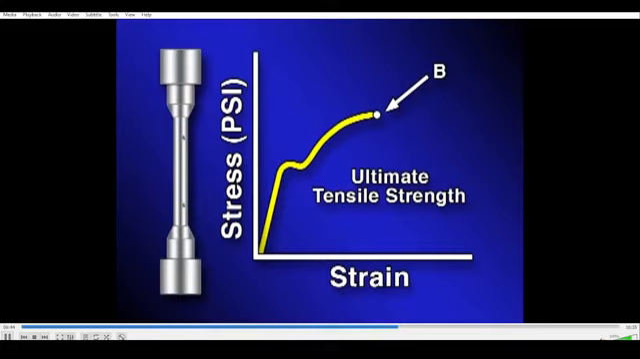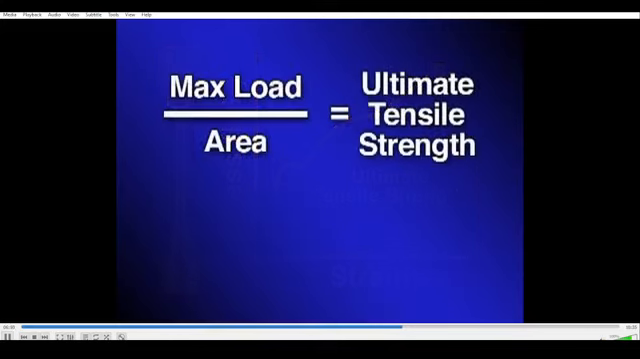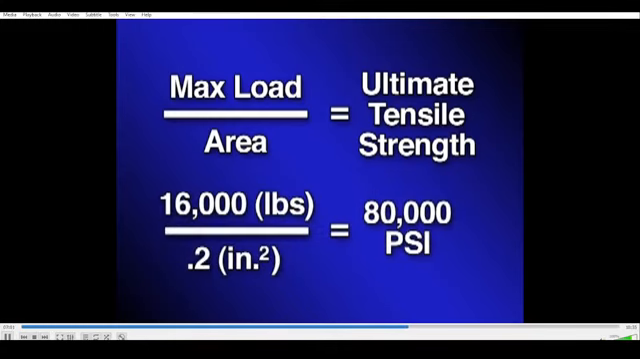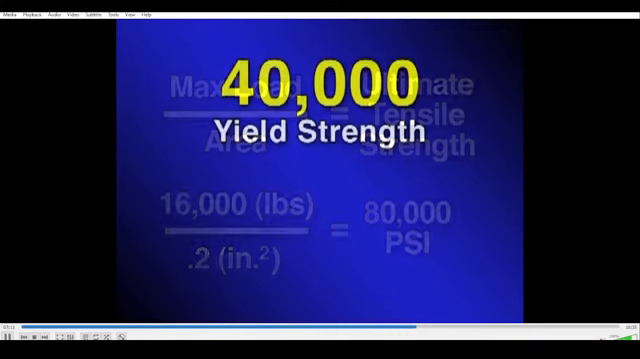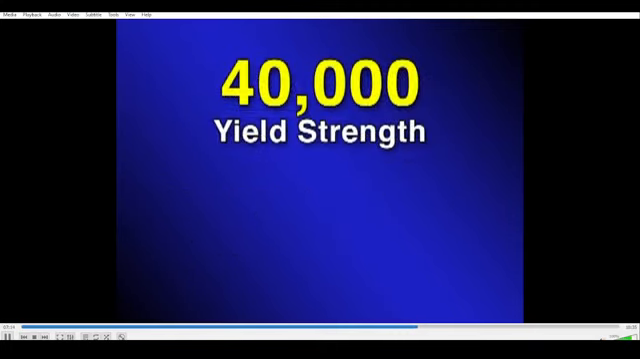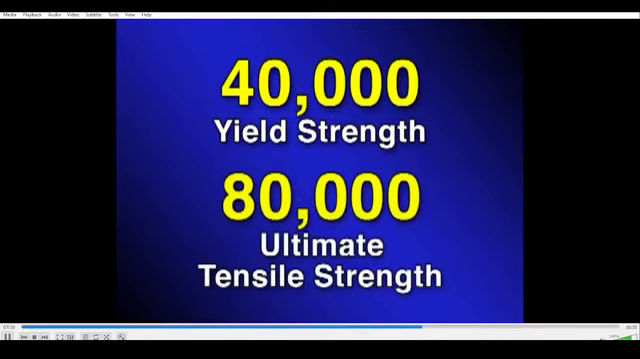Here, a noticeable reduction in area and increase in length will occur as the load increases. By dividing the maximum load by the original cross-sectional area, the ultimate tensile strength can be calculated. In this example, the maximum load is 16,000 pounds. By dividing the load by the cross-sectional area, we find that the ultimate tensile strength is 80,000 pounds per square inch. From the results of the test, we now know that the yield strength of the material is 40,000 pounds per square inch, and the ultimate tensile strength is 80,000 pounds per square inch.